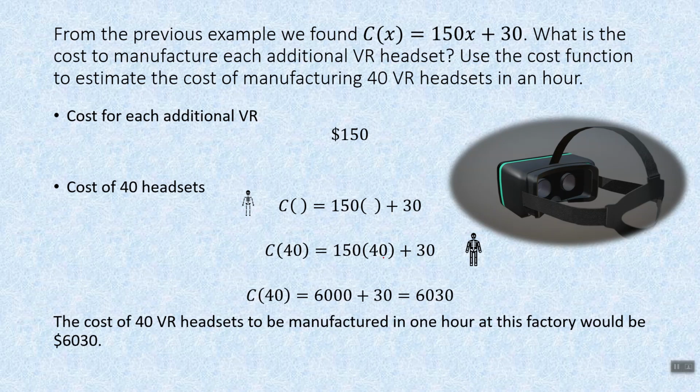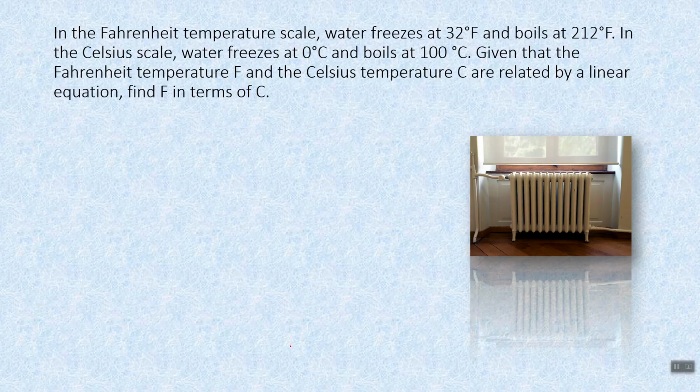What does this 6,030 actually mean? Well, it's a cost. It's the cost of what? The cost of 40 virtual reality headsets to be manufactured in 1 hour at this factory would be $6,030. Right? Make sure you understand what your inputs and outputs are saying, and a sentence helps you do that.